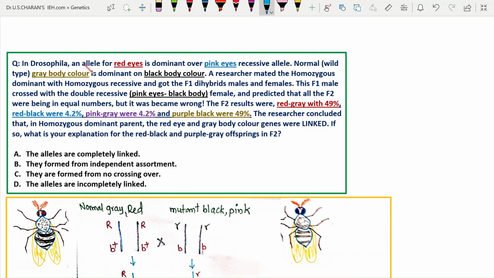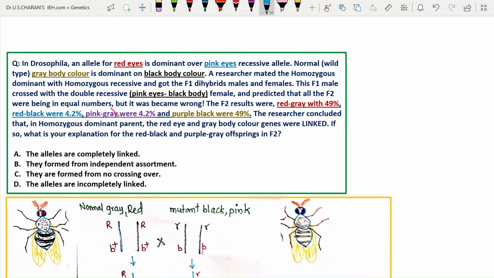This is another question from the previous examination. In Drosophila, the allele for red eyes is dominant over pink eyes. Pink eyes is the recessive allele. Normal wild type grey body color is dominant over black body color. A researcher mated the homozygous dominant with a homozygous recessive and got the F1 dihybrid, both males and females. This F1 male is crossed with a double recessive parent. This is a test cross. Pink eyes, black body color female.